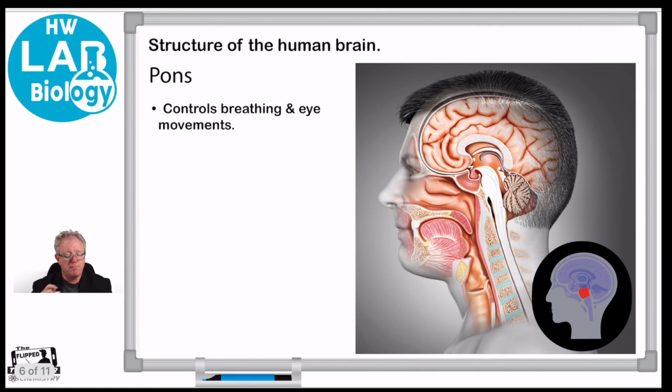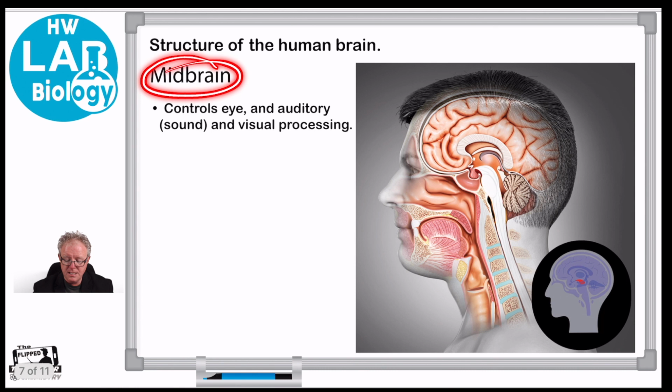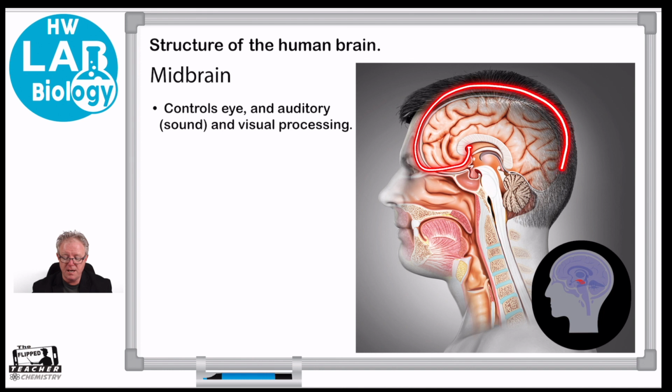Then we move into the pons. The pons is a little bit higher up here in the brain stem there. It controls breathing as well. Eye movements is another thing that happens with the pons as well. Then we look at the midbrain here. The midbrain is just that little bit higher. So it's up here now. The midbrain controls eye, auditory sound, and visual processing. So you can see there's a bit of an overlap between some of the functions in this sort of region here, right? This is a very primitive brain, and this is the advanced part of our brain.